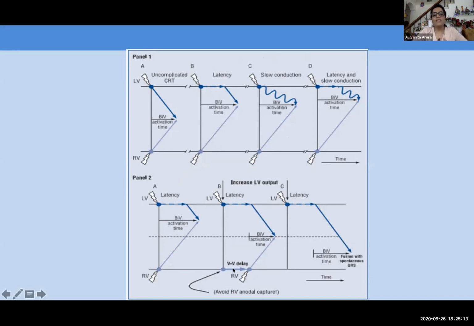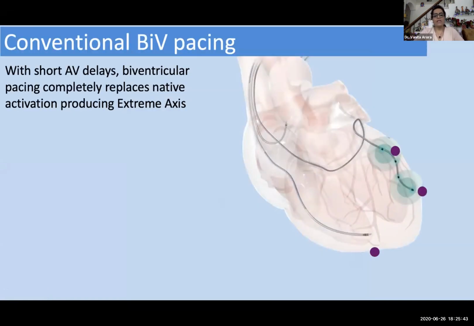In case we pace the LV first, it is able to take care of the latency part, and the biventricular activation time improves. And in case we do only LV pacing, fusing it with RV sensing, then this fusion with the spontaneous QRS takes care of the latency. This is what is important, and this is the basis of the latest algorithms that we see in the generation 3 devices of CRT.